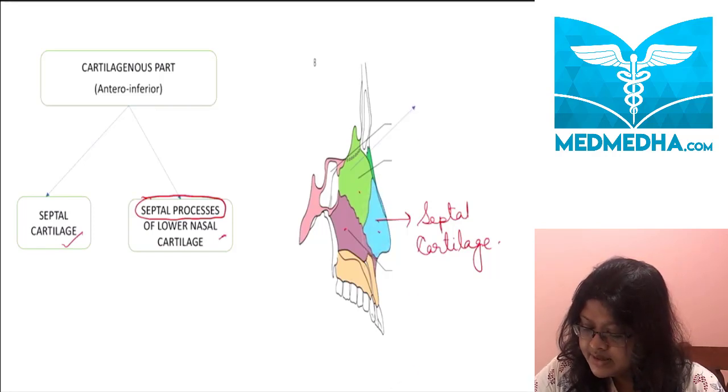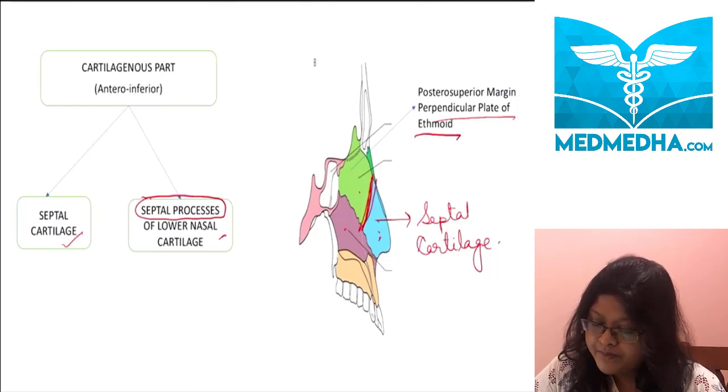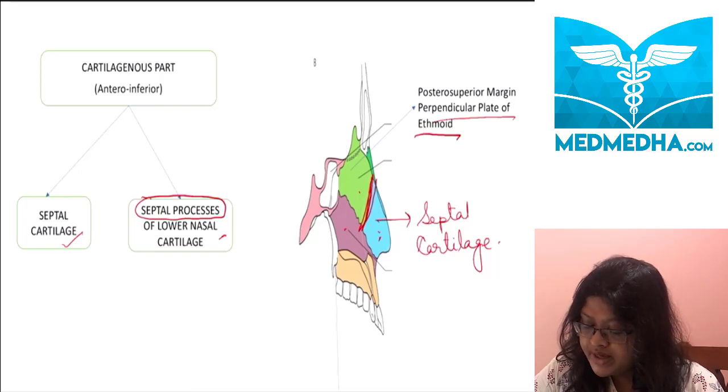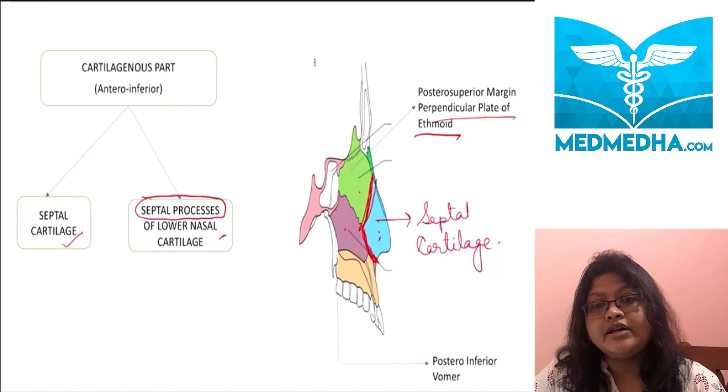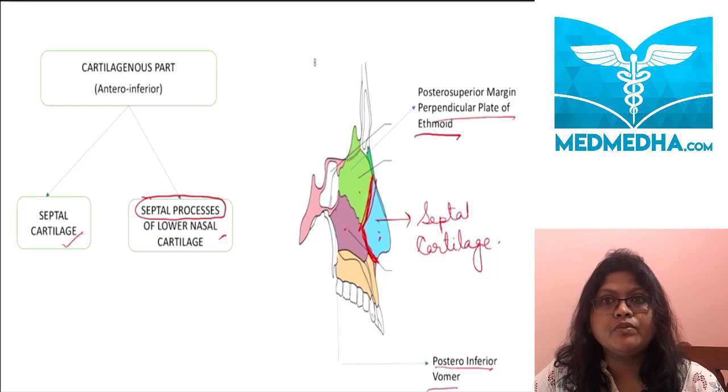So this is the septal cartilage, and this is the septal process of the lower nasal cartilage. The septal cartilage's posterior-superior margin articulates with the perpendicular plate of ethmoid. This is the posterior-inferior margin, which articulates with the vomer.